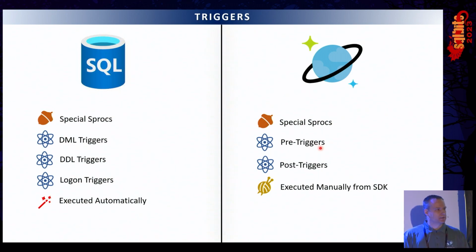There are two types of triggers, pre-trigger and post-trigger. Pre-trigger, we mostly use for validating the data. Before you do something, you can execute that pre-trigger, and it can check things for you, and if everything goes fine, you can continue. Post-trigger is after the transaction, and those are great. You can check the database item after your transaction. And unlike SQL Server, those are not executed automatically. You have to fire them from the SDK manually.